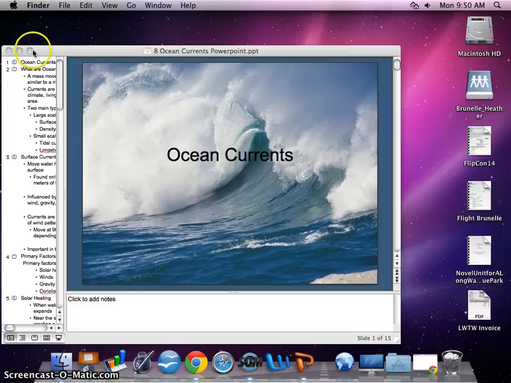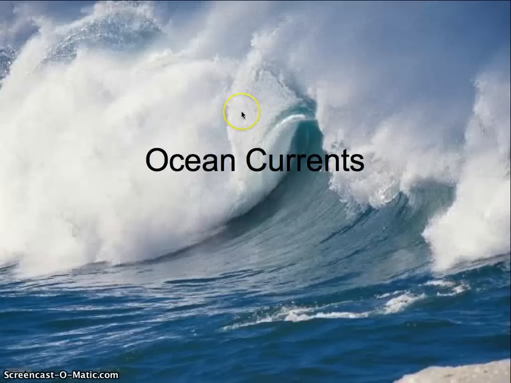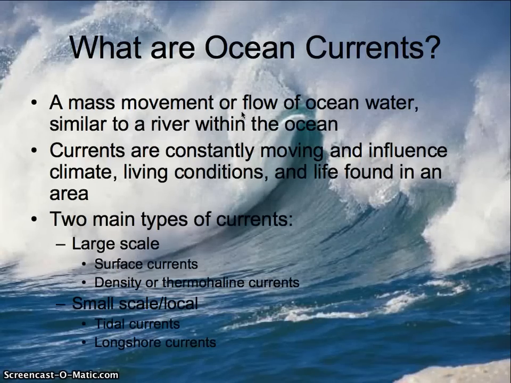All right, today we're going to talk about ocean currents. And ocean currents, let me just get the PowerPoint up here. Ocean currents are mass movements or flow of ocean water, similar to a river within the ocean. And currents are constantly moving and influence the climate, living conditions, and life found in an area.